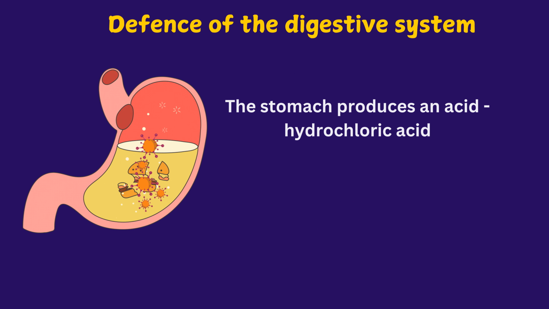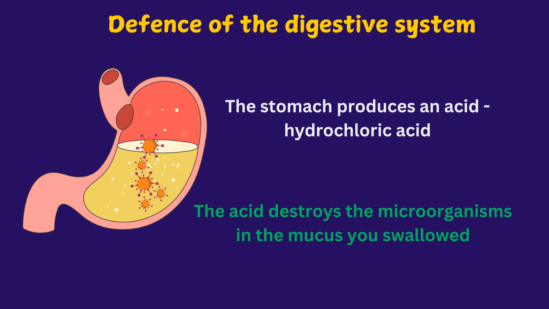Let us now look at defense of the digestive system. So you swallowed the mucus just now with pathogens. These pathogens will end up in your stomach. Say you also had some food and the food was contaminated with bacteria. The food with bacteria will end up in your stomach. Please remember your stomach contains hydrochloric acid, and the hydrochloric acid will kill the microorganisms from the mucus that you have swallowed or if you had food that was contaminated.